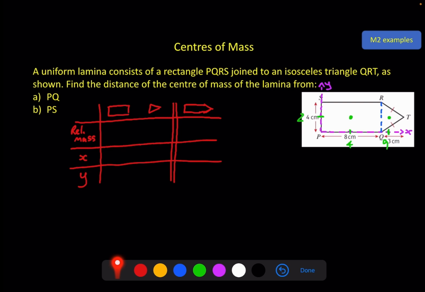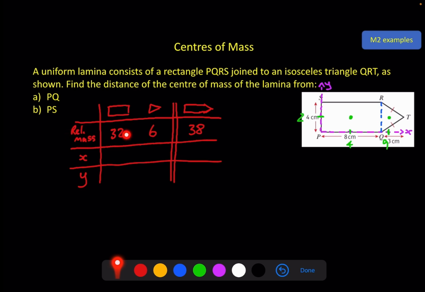So the area of the rectangle, we've got 8 times 4, 32. For the triangle, we've got 3 times 4 divided by 2 is 6. And for the whole shape, obviously, we just add these two together. So that is 38.